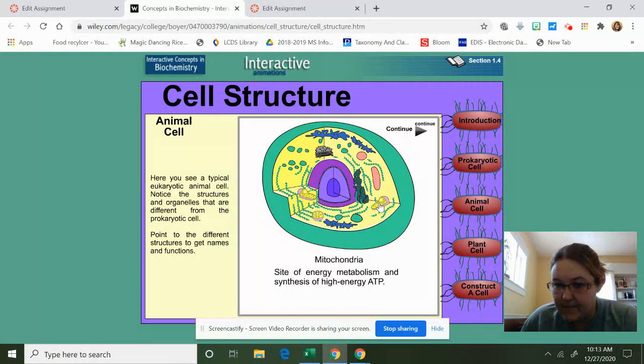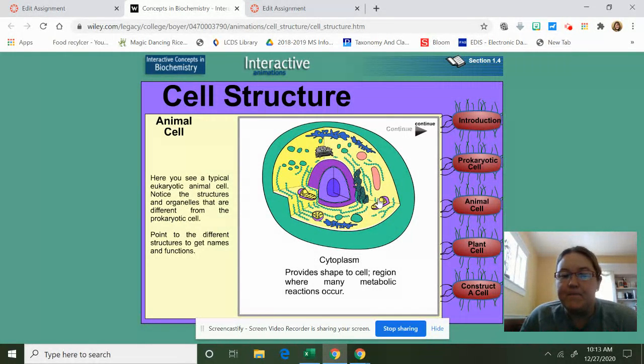This one is the most famous one of all. The mighty mitochondria. It says the site of energy metabolism and synthesis of high energy ATP. A lot of times people say the mighty mitochondria, the powerhouse of the cell. There's all kinds of memes about things you learn in school, and it's all the mighty mitochondria, the powerhouse of the cell. The mitochondria makes energy basically in animal cells. High energy ATP. ATP is like the currency of energy for cells.